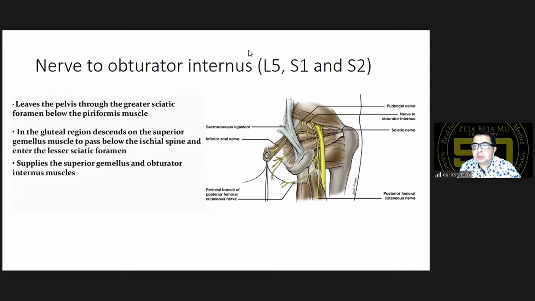Now we have your nerve to your obturator internus, L5, S1, and S2. It leaves the pelvis through the greater sciatic foramen again, below the piriformis muscle. In the gluteal region, it descends on the superior gemellus muscle to pass below the ischial spine and enter the lesser sciatic foramen. It supplies the superior gemellus and the obturator internus muscle. It's this small one here, together with the pudendal, the posterior femoral, and the sciatic nerve. Okay, nerve to the obturator internus.